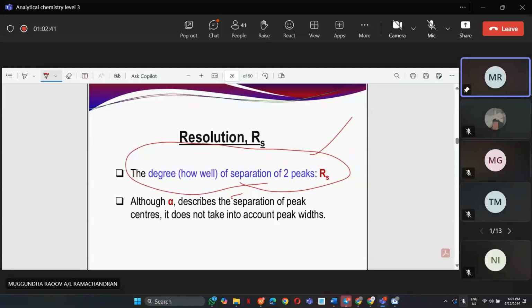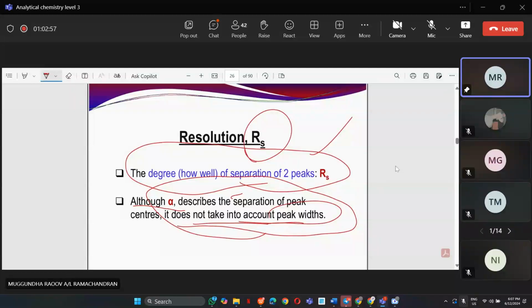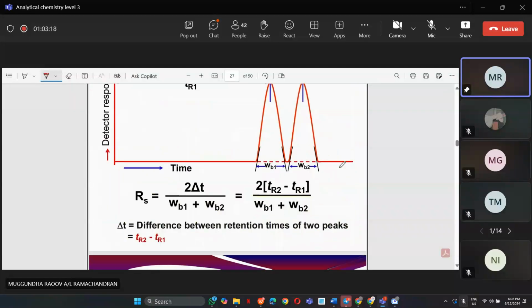Although the selectivity describes the separation of the peaks, it does not take into account the peak width. Even though selectivity is important, it does not consider the peak width, but resolution is really about the separation. So class, compared to the selectivity factor, resolution is even more important when it comes to separation, because through resolution we can say whether a compound is well resolved or not.